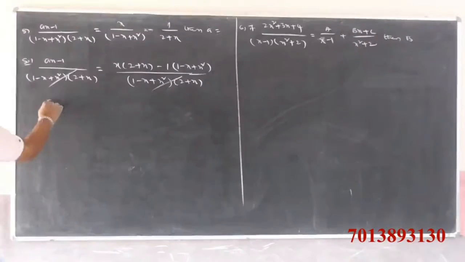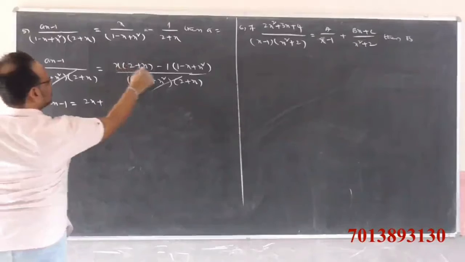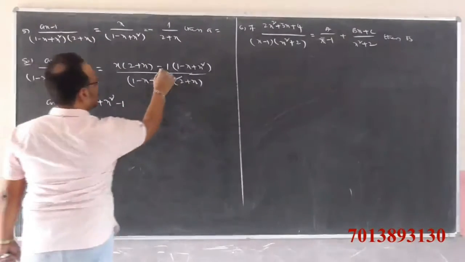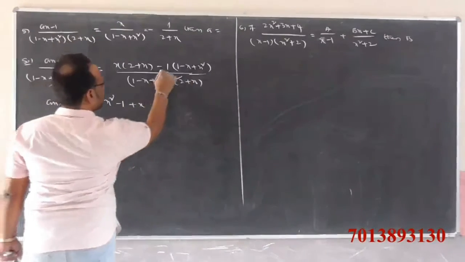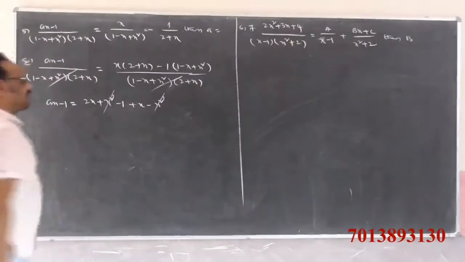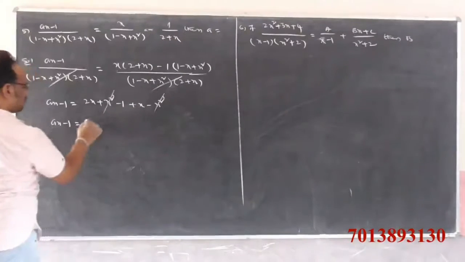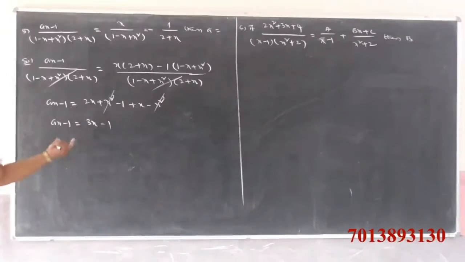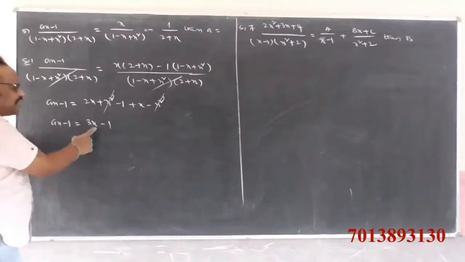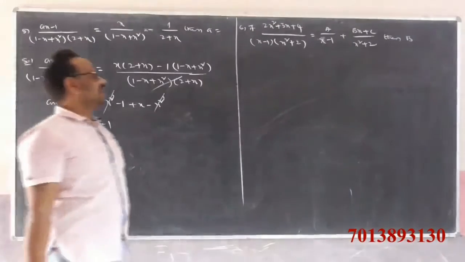Total, we get ax minus 1 is equal to x into 2, that is 2x, plus x into x square... minus 1 into plus 1, we get minus 1. Minus into minus, plus x. Minus into plus, minus x square. Clearly, minus x square plus x square cancel. We get ax minus 1 is equal to 2x plus x, that is 3x minus 1. Compare LHS and RHS. Coefficient of x is a, coefficient of x is 3. So we get a is equal to 3. This is the answer.